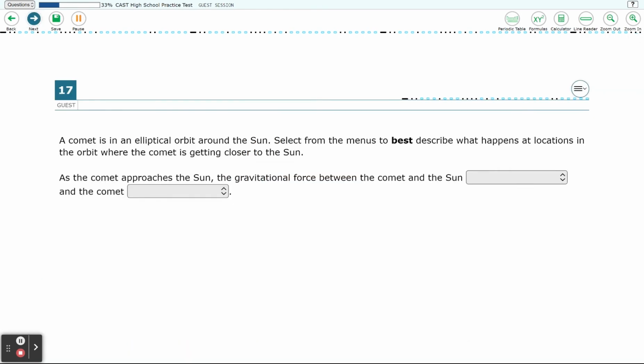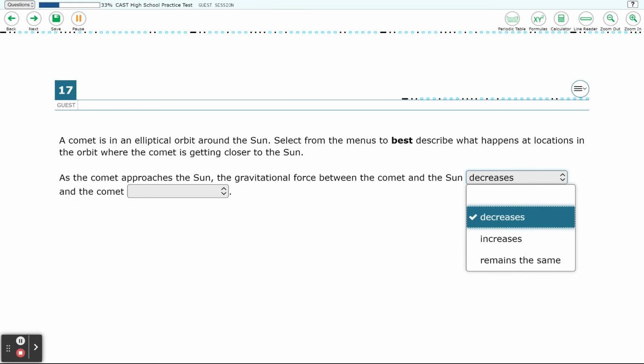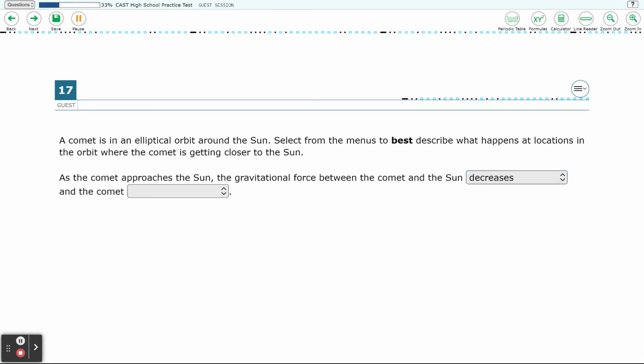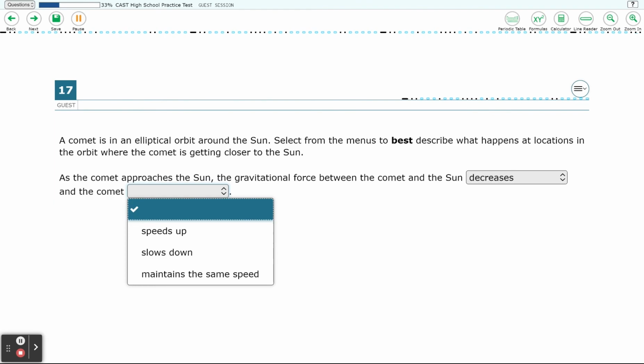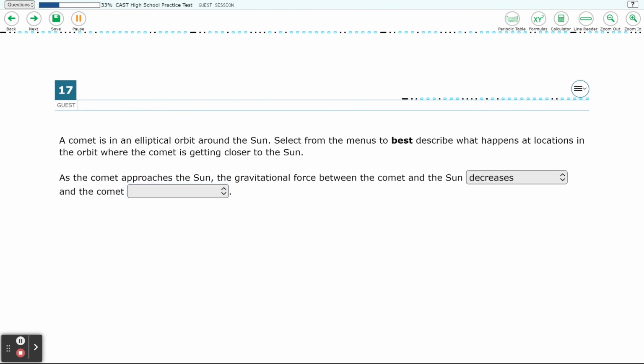On to question 17. A comet is in an elliptical orbit around the sun. Select from the menus to best describe what happens at locations in the orbit where the comet is getting closer to the sun. As the comet approaches the sun, the gravitational force between the comet and the sun decreases, increases, or remains the same, and the comet speeds up, slows down, or maintains the same speed. Mark your best answer now.